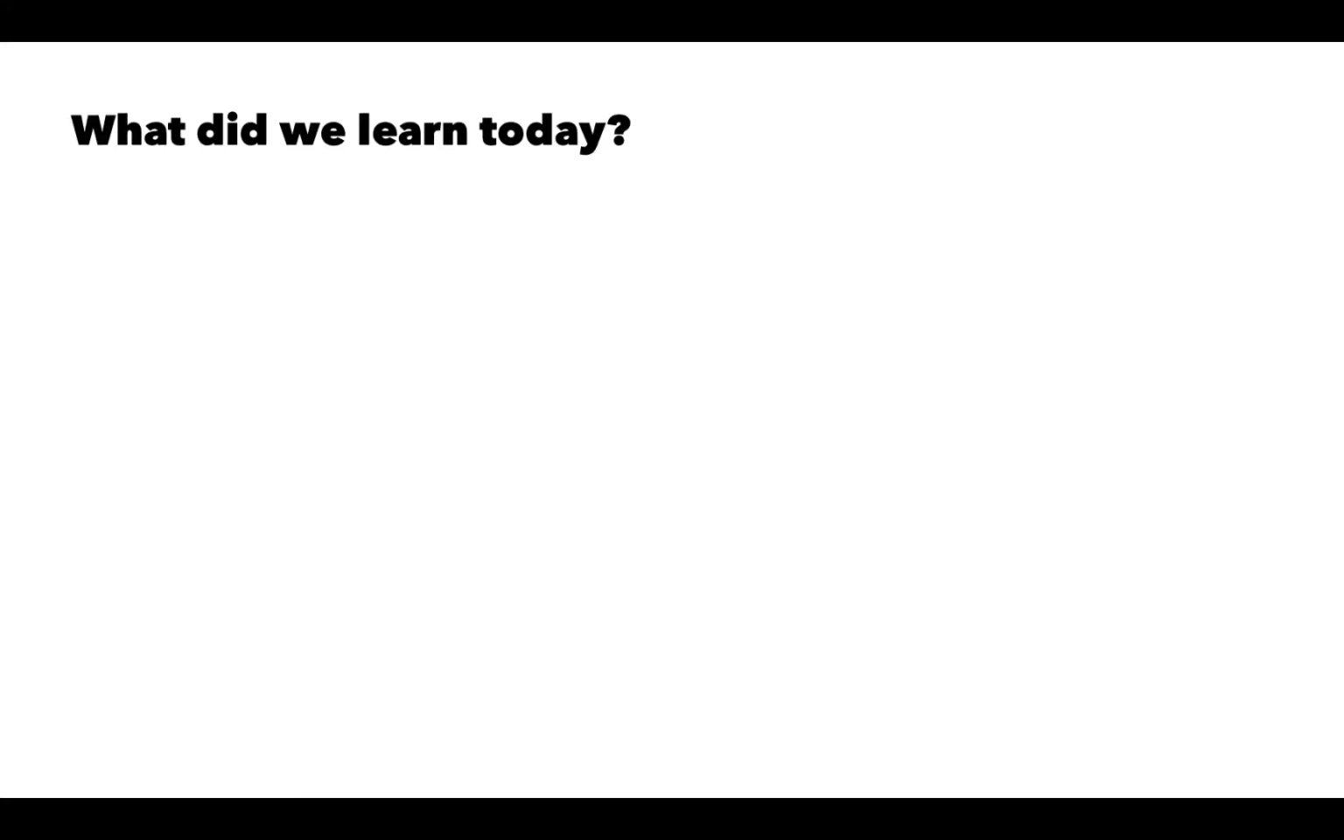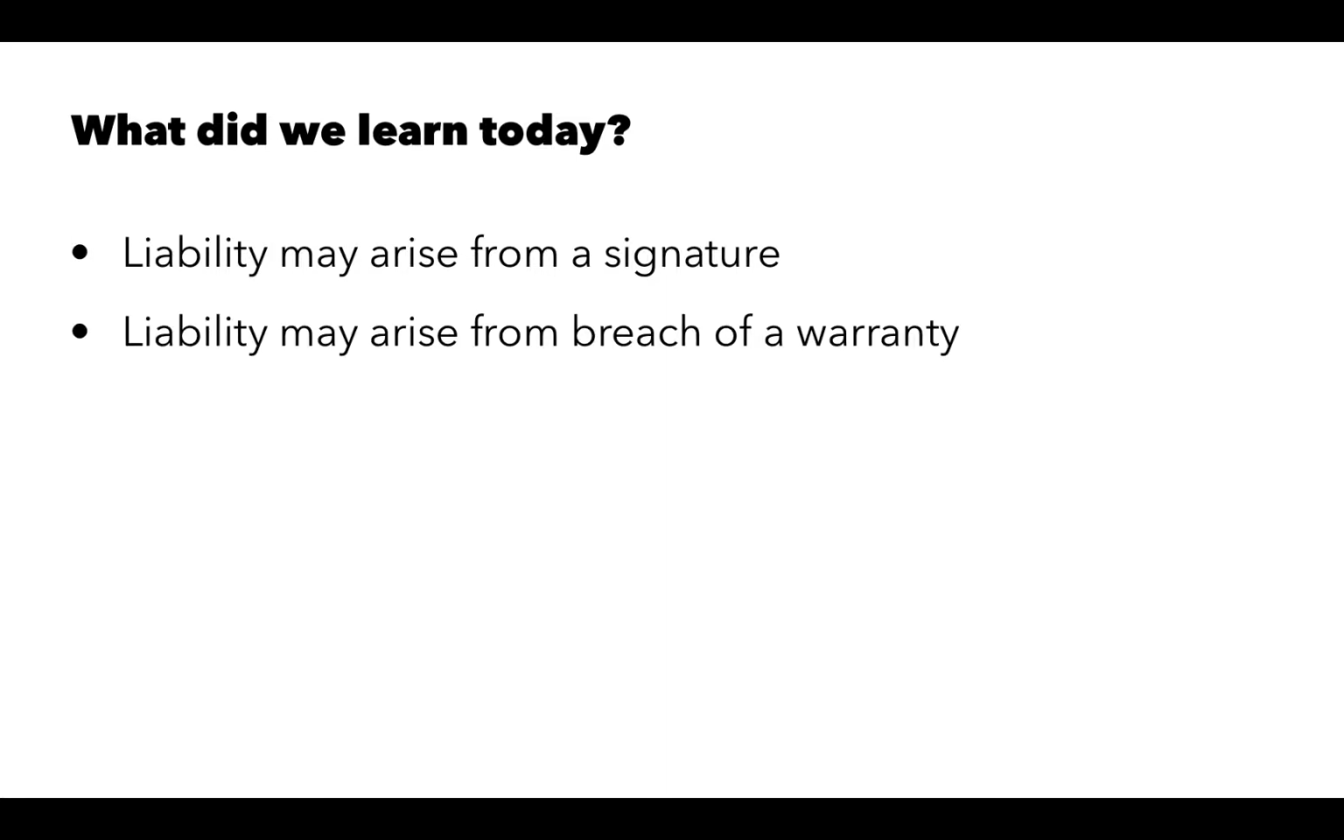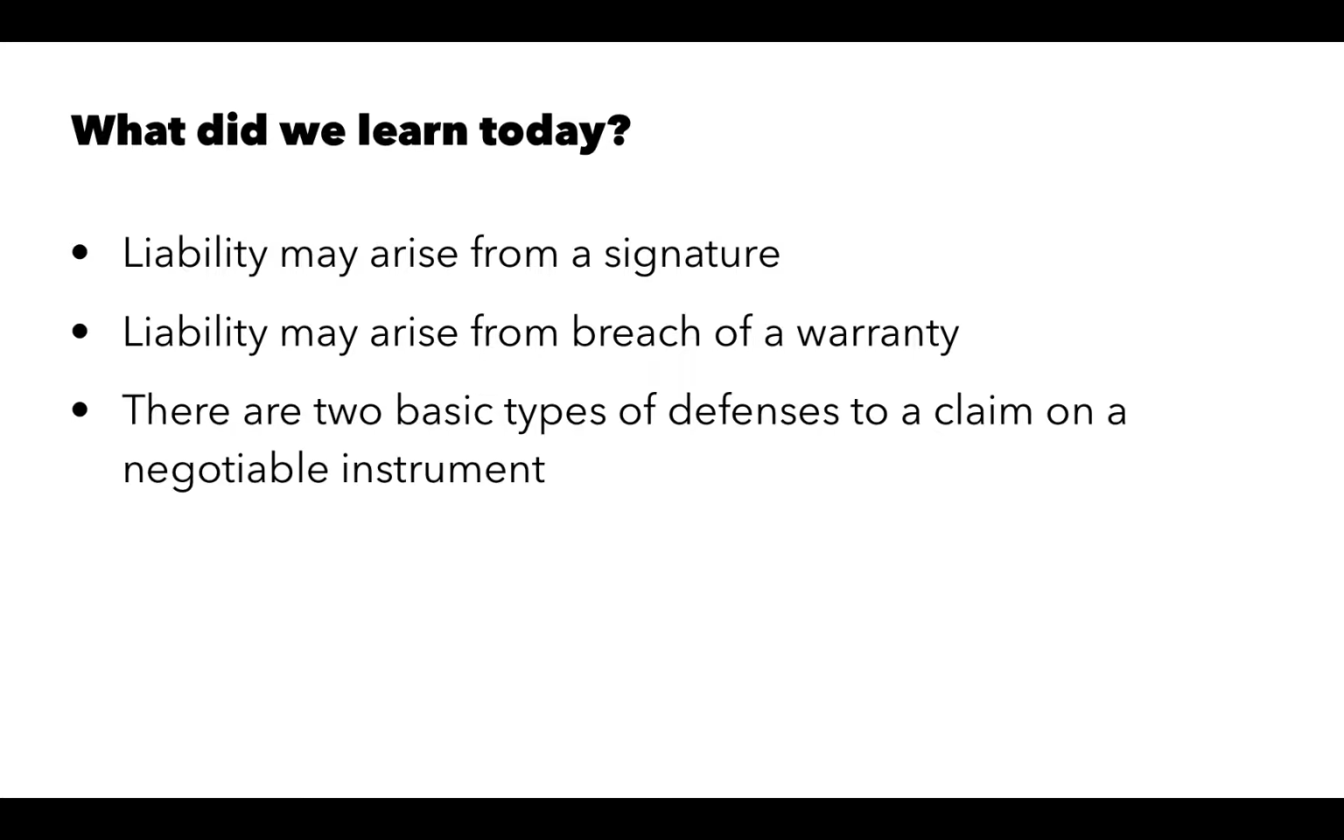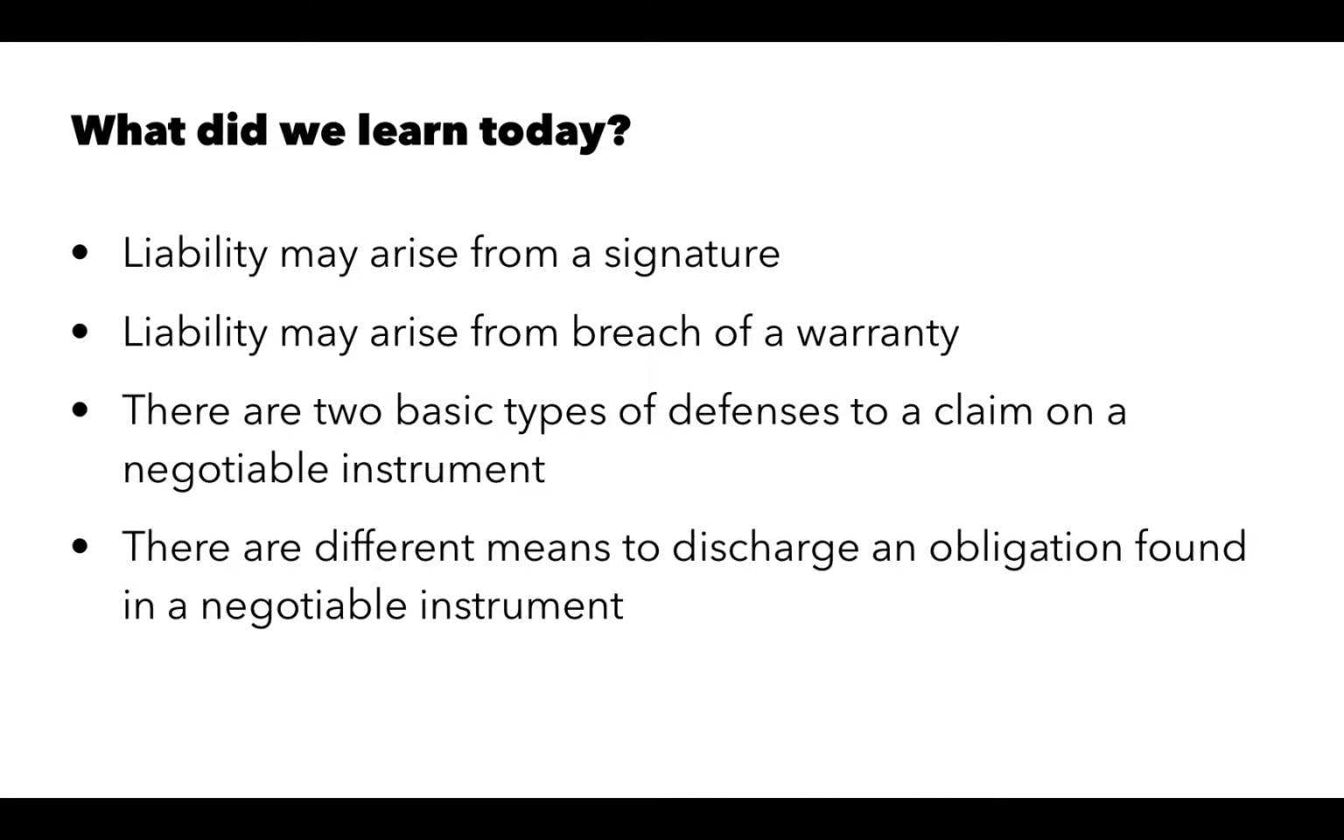So in conclusion, what did we learn today? Liability can arise from a signature. Liability can arise from a breach of a warranty. And there are two basic types of defenses to a claim on a negotiable instrument. And there are different means to discharge an obligation found in a negotiable instrument.